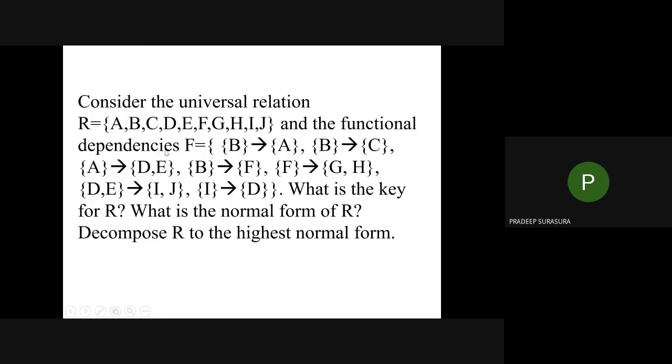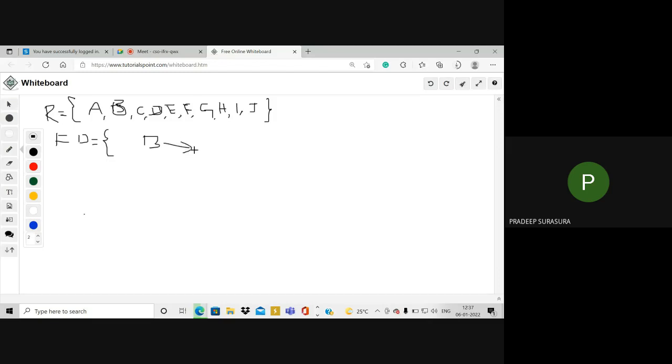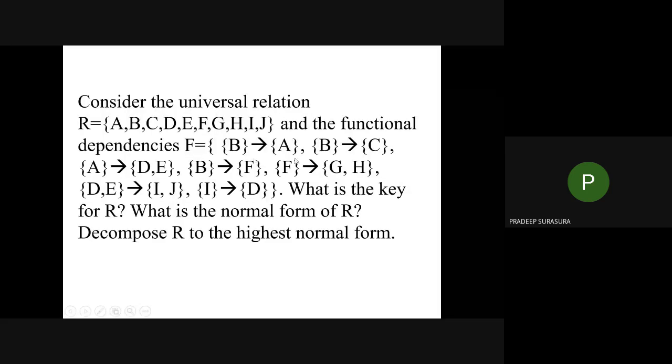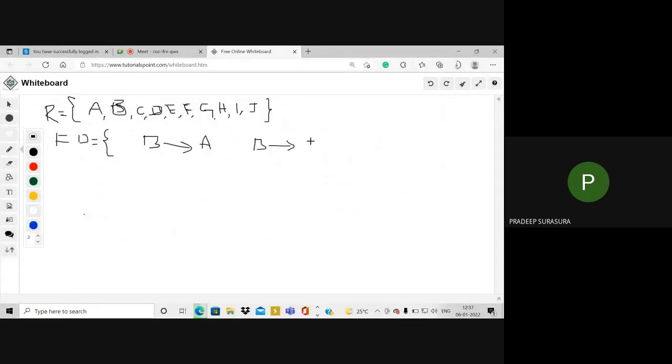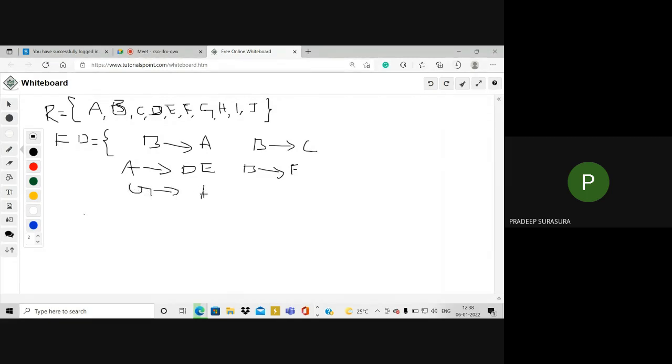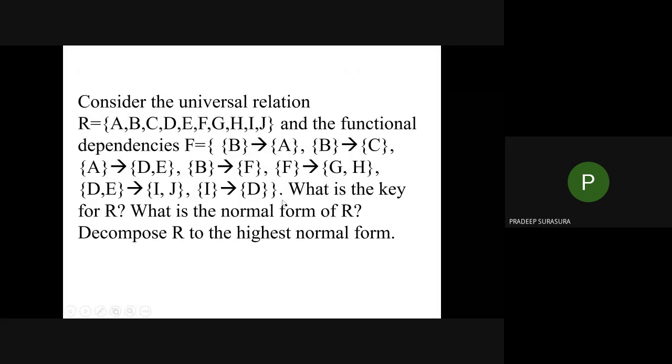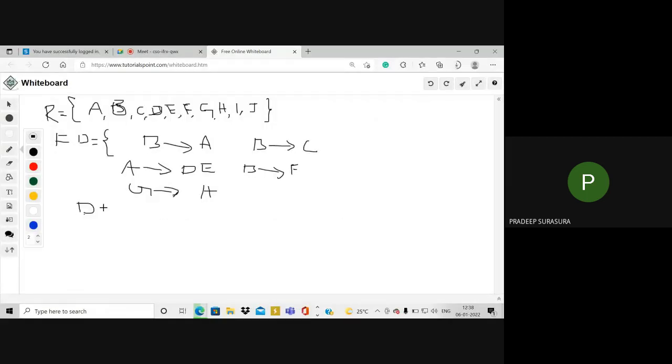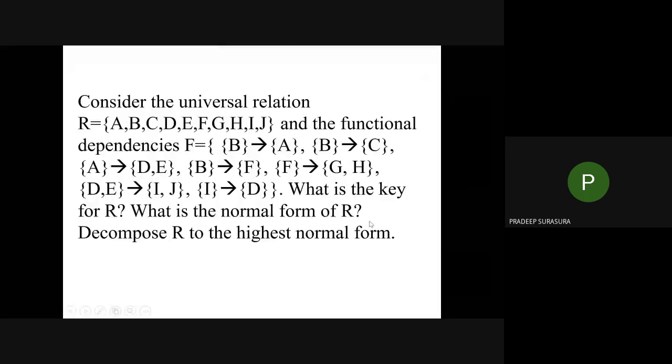B determines A, B determines C, A determines DE, B determines F, then G determines H, then DE determines IJ, then I determines D. So these many FDs are given.